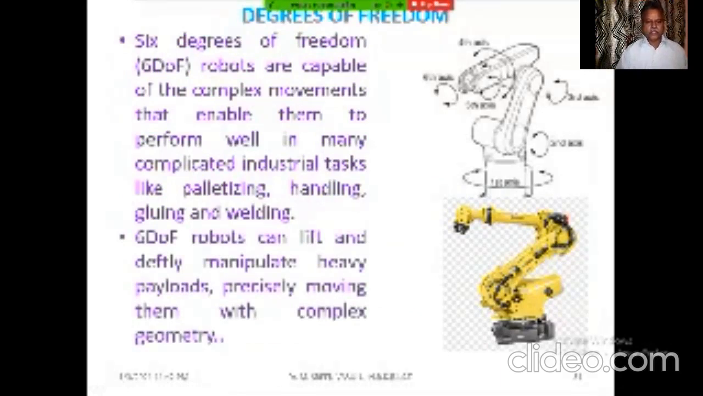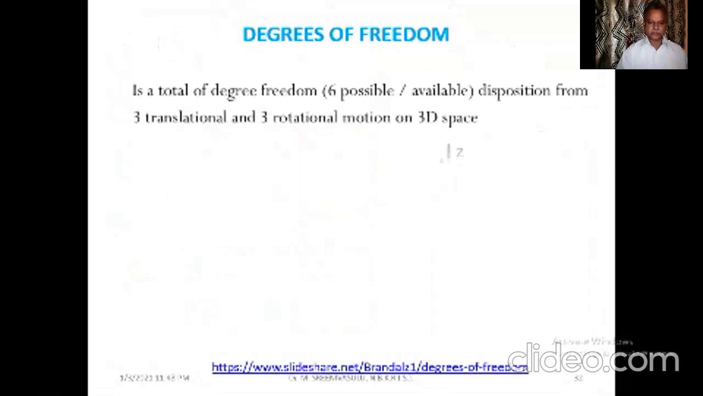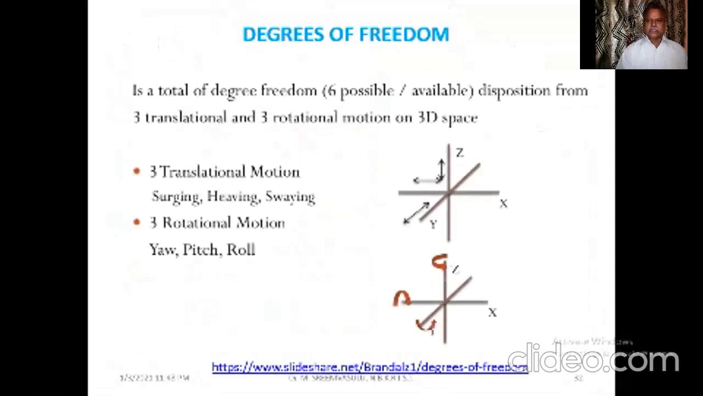That too, when you want to lift and deftly manipulate heavy payloads, and when you want to move them precisely, associated with complex geometries, definitely 6 degrees of freedom are required. And again, 6 degrees of freedom, out of them 3 translatory motions and 3 rotary motions.